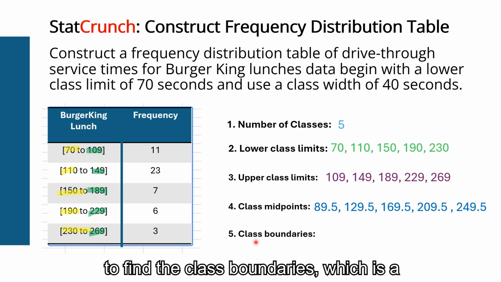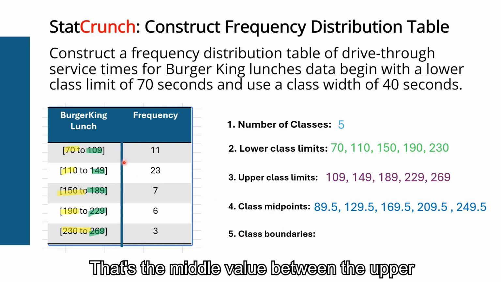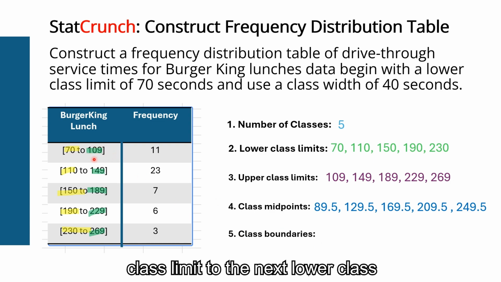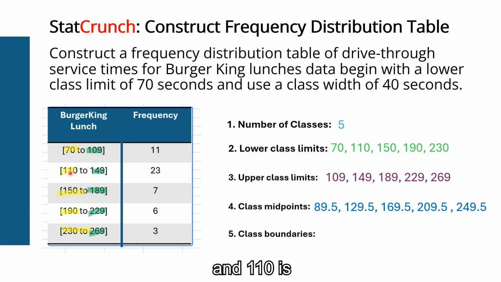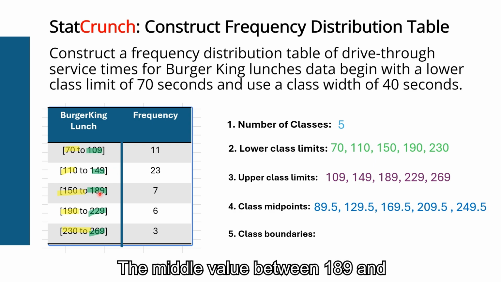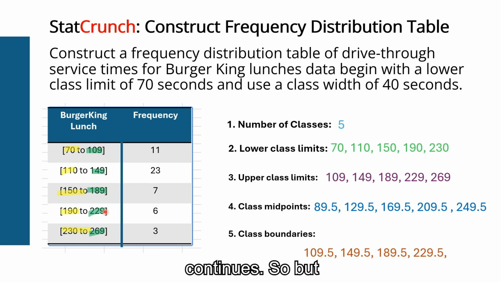And then to find the class boundaries, which are a way to close the overlaps or the gaps, that's the middle value between the upper class limit and the next lower class limit. So the middle value between 109 and 110 is 109.5, and the next one, the midpoint between 149 and 150, is 149.5. The middle value between 189 and 190 is going to be 189.5, and then the pattern continues.